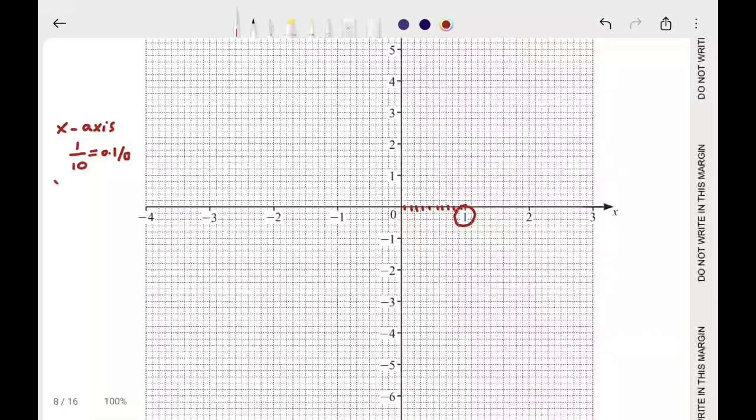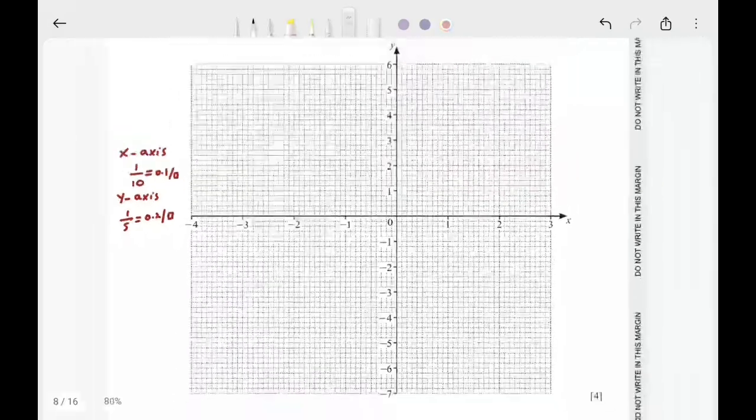Now for the y-axis, take the first number, that is 1. 1 divided by the number of boxes. There are 1, 2, 3, 4 and 5. So it is 0.2 for one small box. So this is the scale.